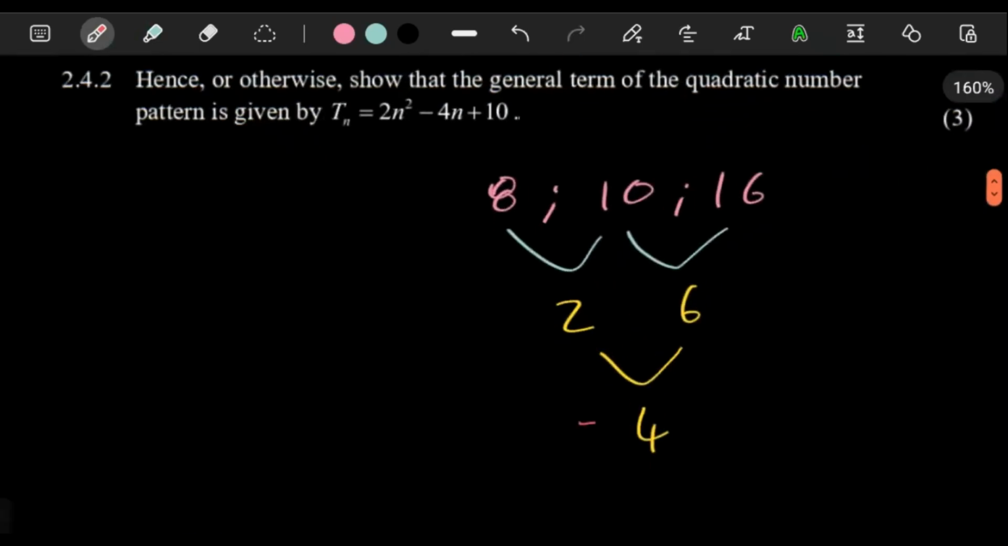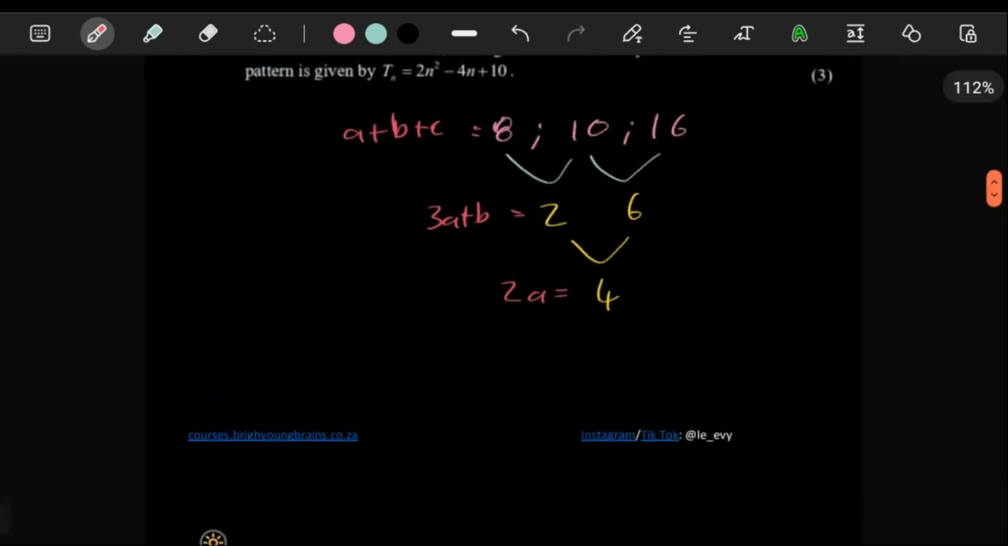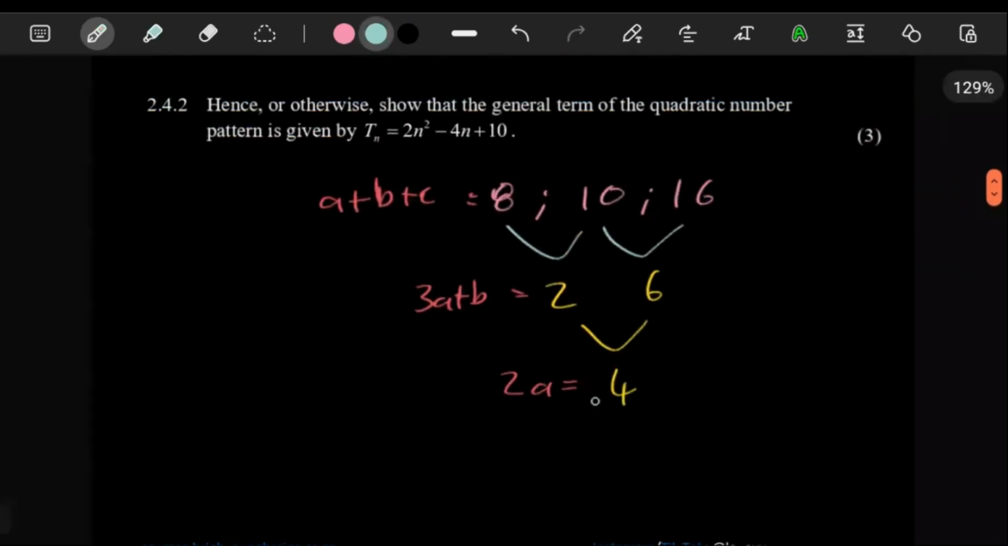From the bottom, you make it equal to 2a. The next one, you make it equal to 3a plus b. The last one, you make it equal to a plus b plus c. Perfect. So with all this being said, from the bottom you know that 2a is equal to 4. You start there. So 2a equals 4. You divide both sides by 2 here. The value of a is going to be 2.